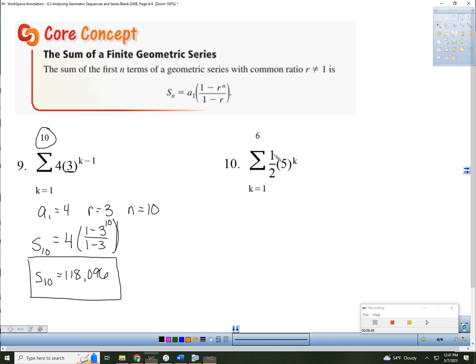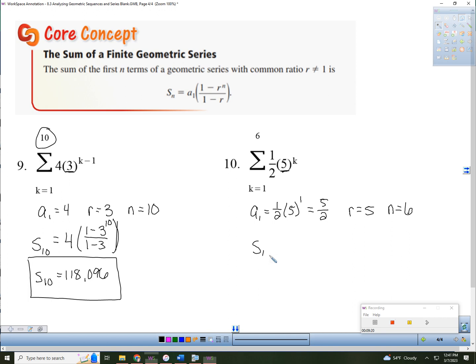So over here, I can't say that this is the first term because this doesn't have that minus 1 behind the k. So to find the first term, I'm going to have to plug in a 1. All right, so I have 1/2 times 5 to the first, which is 5/2. My r value is the number that's being raised to that exponent, so 5. All right, and then I also need how far I'm going, so it's the first 6 terms.